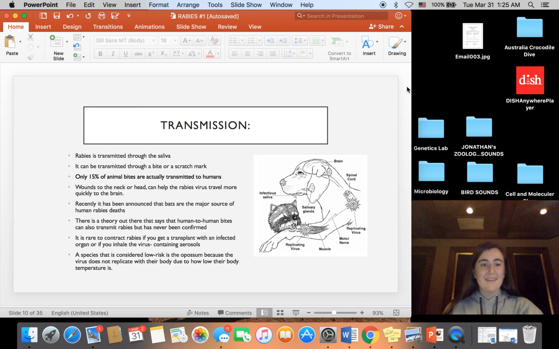And then a species that is considered low risk is a possum. They don't really get rabies because they have such a low body temperature that the rabies virus just doesn't survive there. And in this picture, you can see the raccoon biting the dog in the leg. You see how the virus gets through the bite wound, through the saliva, and then it goes towards the muscle, and then towards the spinal cord, and travels up to the brain.